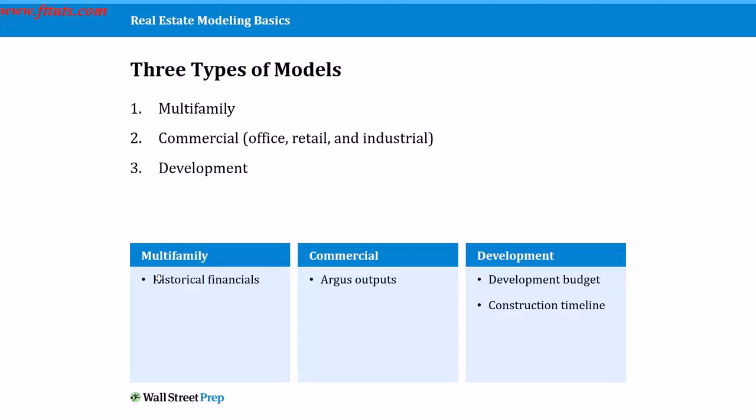So you'll see our three types of model that we're going to be going through: multifamily, commercial, which is going to encompass office, retail, and industrial, and then lastly, development.